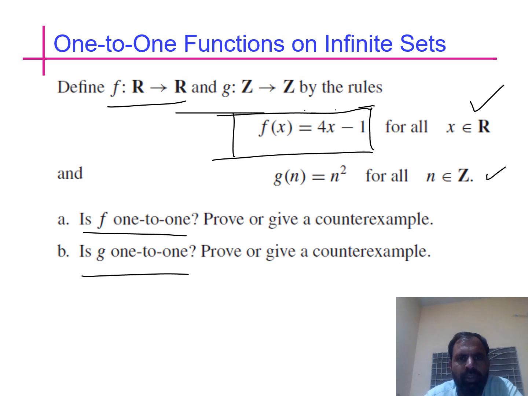We define a function f from R to R and g from Z, the set of integers, to Z by the rules that f of x is equal to 4x minus 1 for all x belonging to R, and g of n is equal to n squared for all n belonging to Z. Is the function f one-to-one? We prove it or give a counterexample. Is g one-to-one? Prove it or give a counterexample also here.